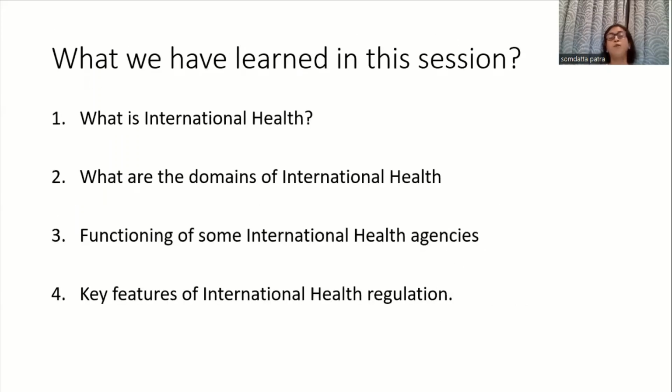So, what we have learned in this session: we have learned what international health is, its domains, the functioning of some international health agencies, and key features of International Health Regulation.